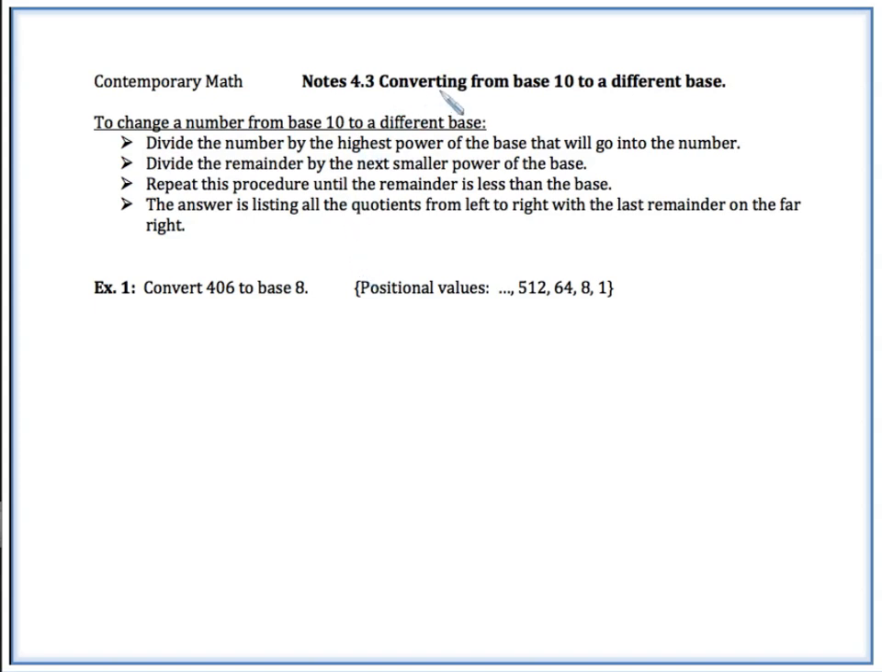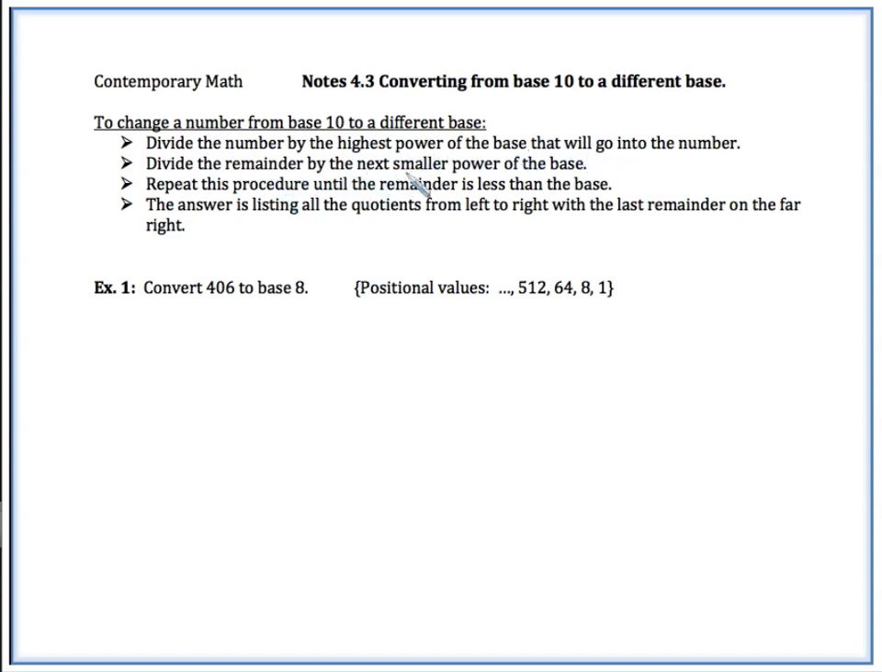Next, we're going to try converting from base 10 to a different base. And this process is going to be the same thing we were doing with the Babylonian and Mayan numerals. So to change a number from base 10 to a different base, we're going to divide the number by the highest power of that base that will go into the number.